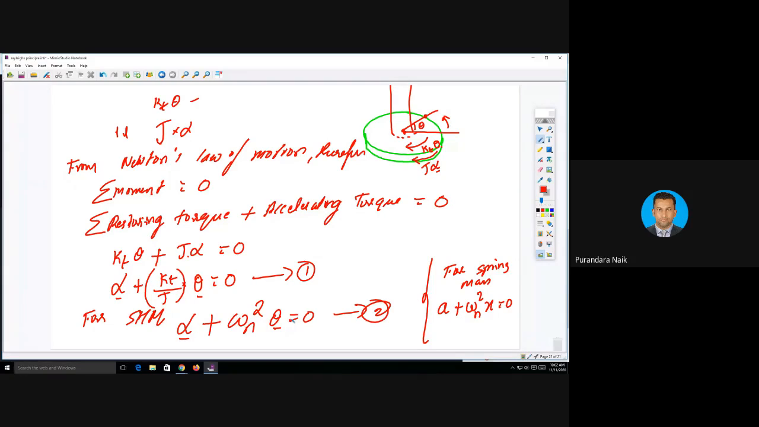Copied? Copy the figure also and this note also. Rest all you can write it. Copied? Hello? Yes, sir. Let's go to the next slide.